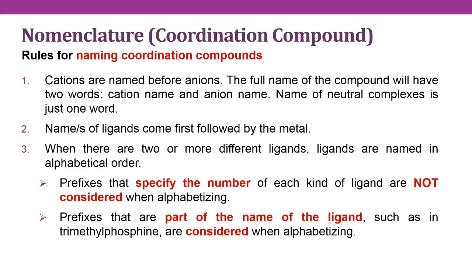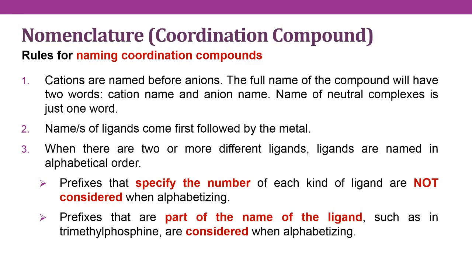So the compound name will have two words, the cation name followed by the anion name. If your compound is neutral, then the name will only have one word, which is the name of the neutral complex. In naming the actual complexes themselves, we construct the name by naming the ligands followed by naming the metal.